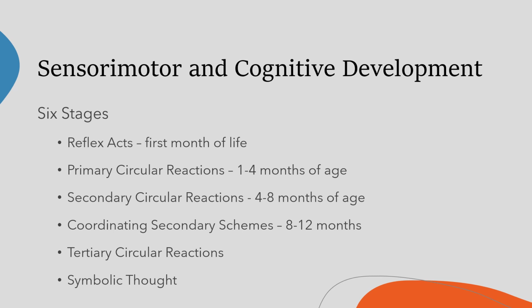Coordinating secondary schemes, 8 to 12 months of age. So this is the beginning of goal acquisition through held knowledge. So the actions are done for an expressed purpose. For example, moving a blanket to retrieve a ball that was just covered up.